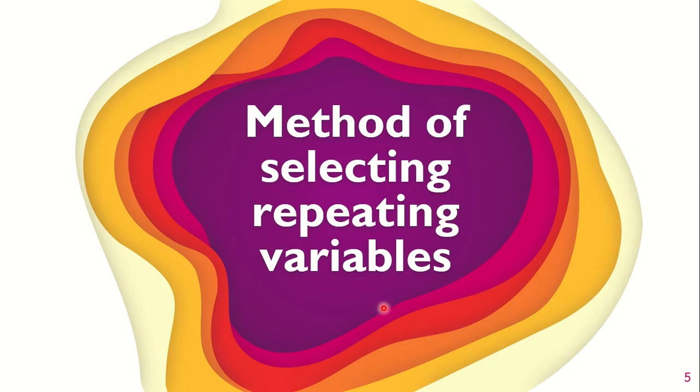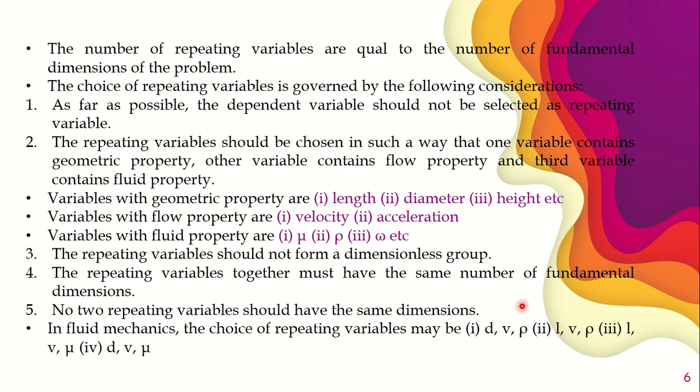I was talking about repeating variables, right? Now let's see how to select the repeating variables. Blindly you can't select whatever variable you like. We should have a procedure for this. So see here, the number of repeating variables is equal to the number of fundamental dimensions of the problem. I already told you, the number of fundamental dimensions is always 3, hence the repeating variables are also 3.